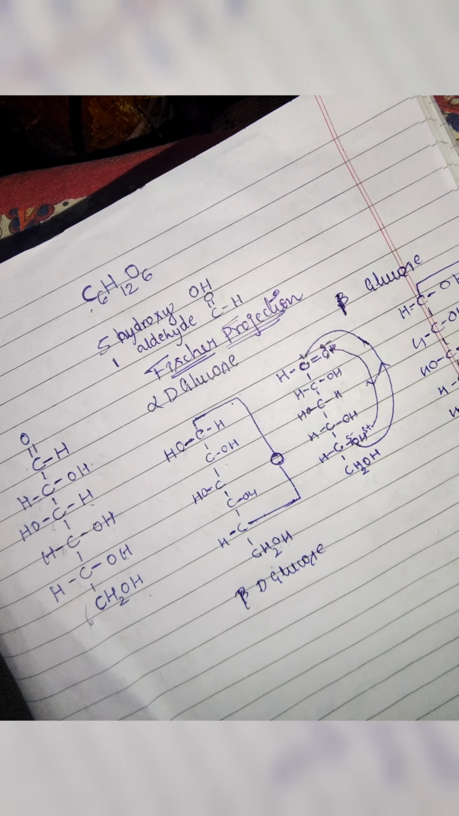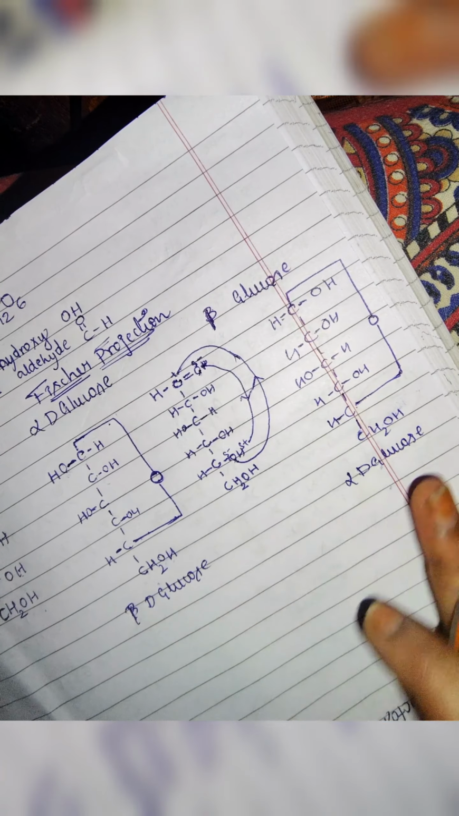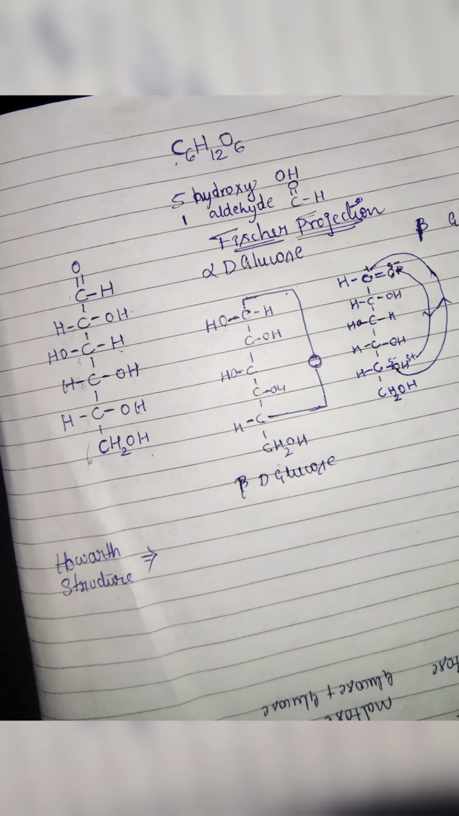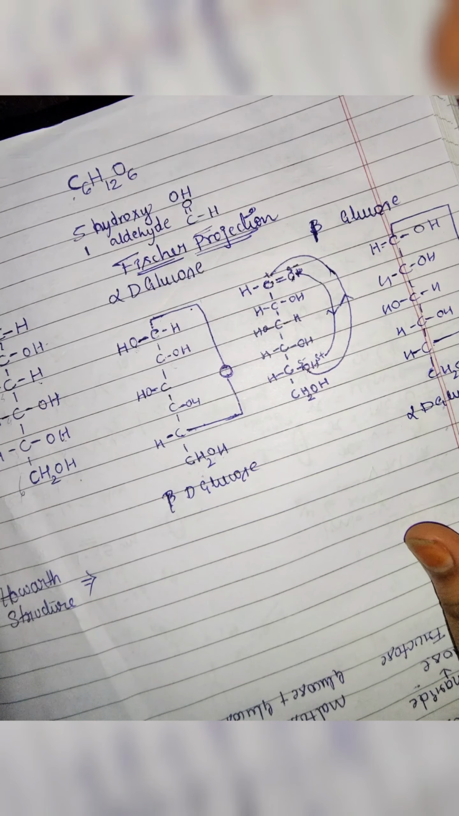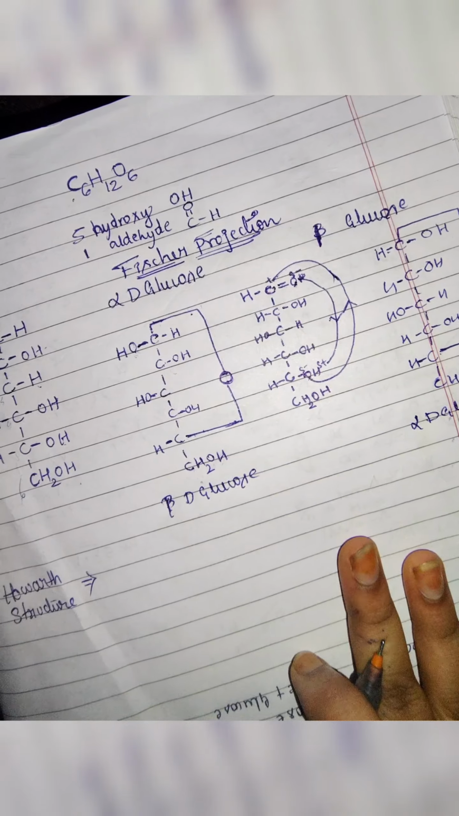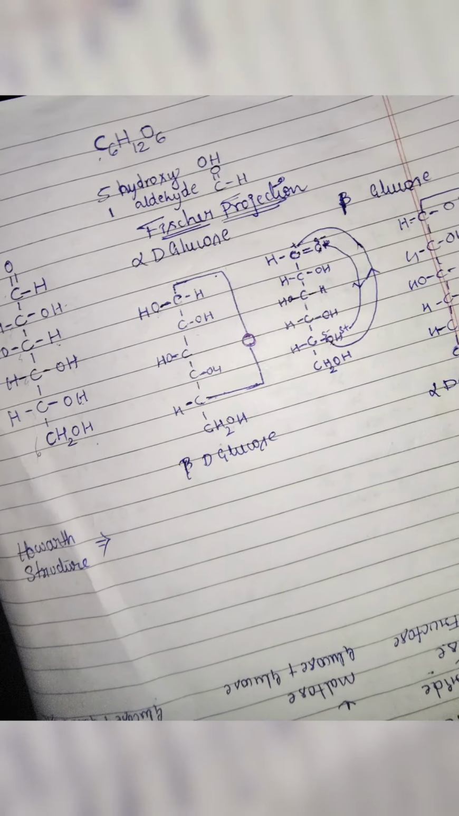So now let us draw the Haworth structure. By seeing these glucose structures only, let us write the Haworth structure. Let us write both alpha-D-glucose and beta-D-glucose. Let us see this only, and I will make you write. So I have to tell you the trick for how to write.